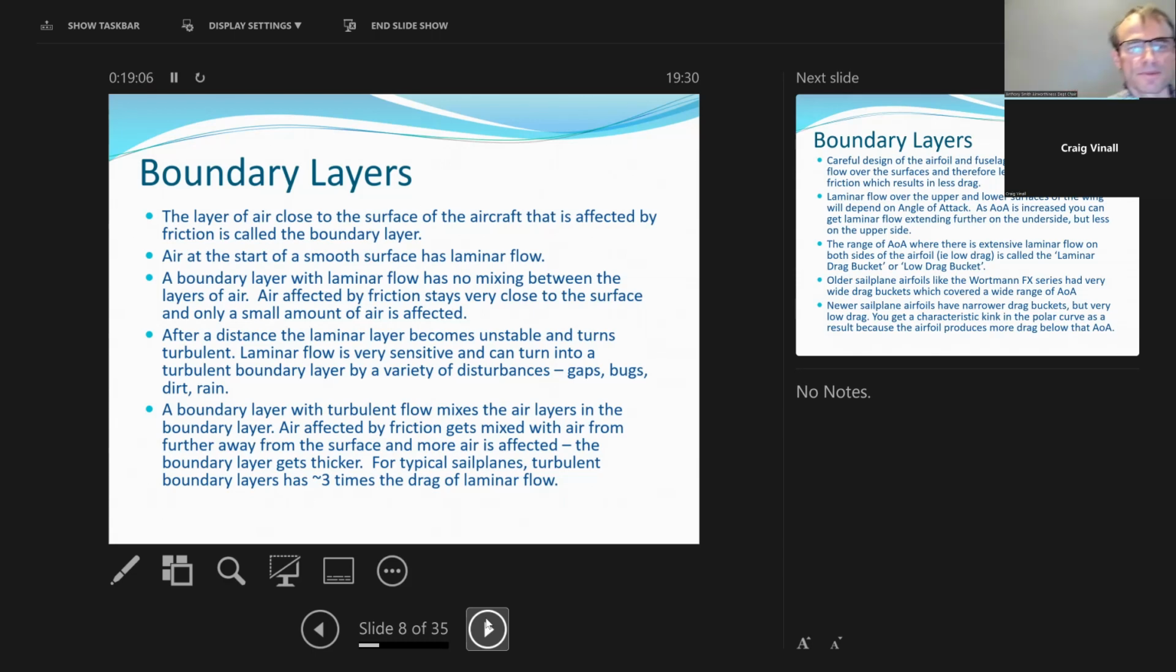So one of the problems with laminar flow in this laminar boundary layer is it's really sensitive. And it can turn turbulent from a variety of disturbances in the airflow. So gaps, bugs, dirt, rain, that kind of thing. So that's why with modern sailplane airfoils, we like to try and keep the front 2/3 of the wings as clean as possible. You're trying to remove all those disturbances to the airflow that are going to prematurely upset that laminar flow.